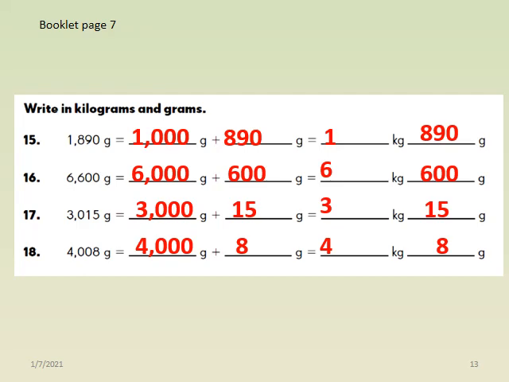So now that we learned that the metric units used for measuring the weight are kilograms and grams. In order to change from kilograms to grams, I multiply by 1000. And in order to change from grams to kilograms, I divide by 1000.